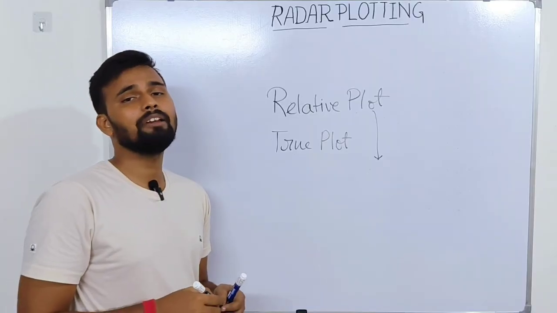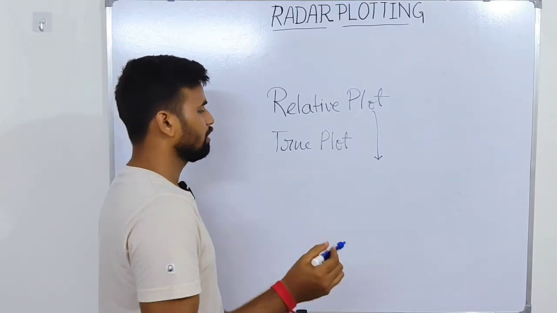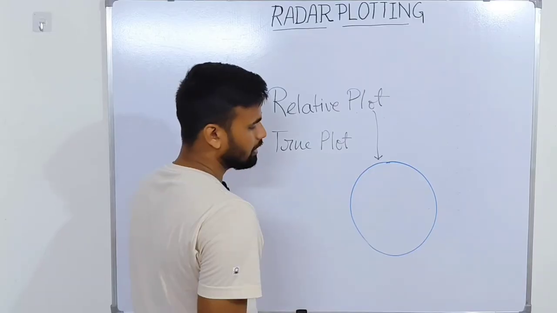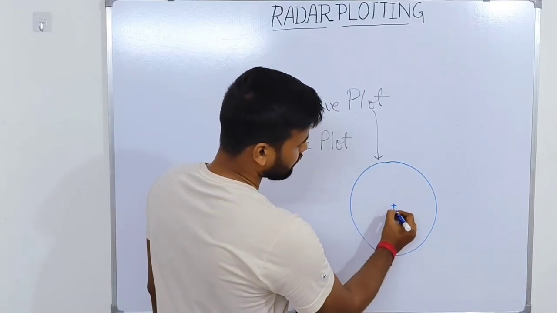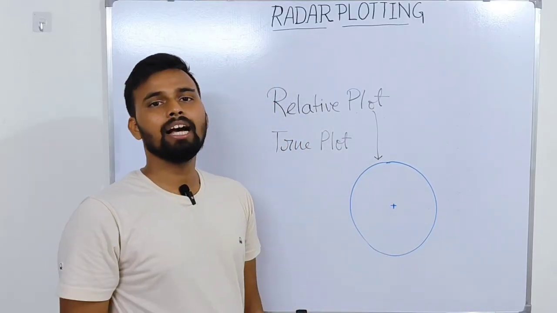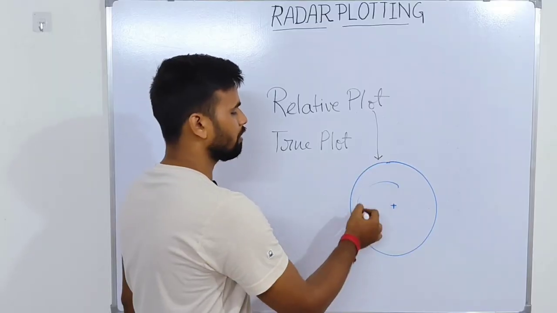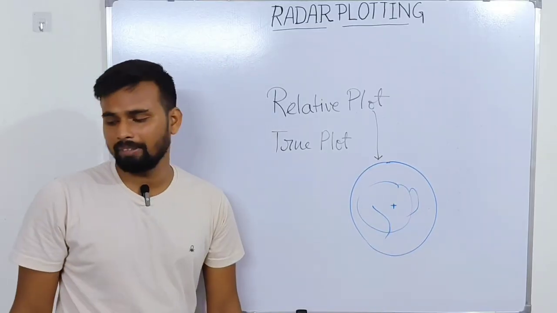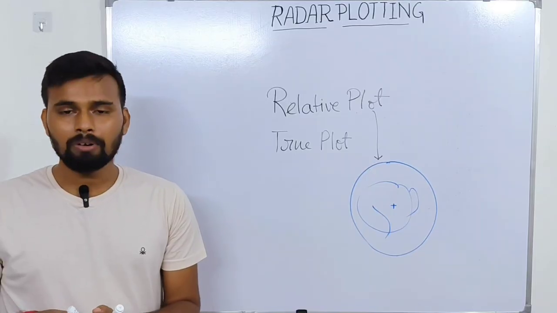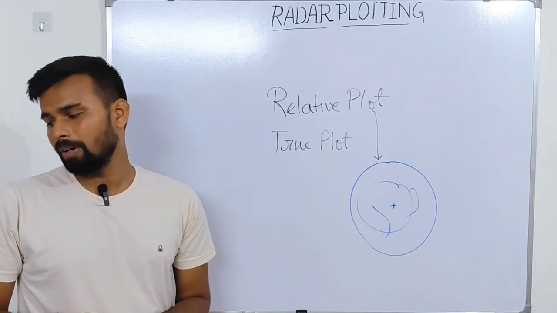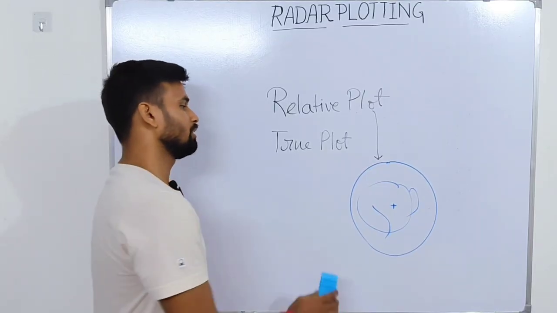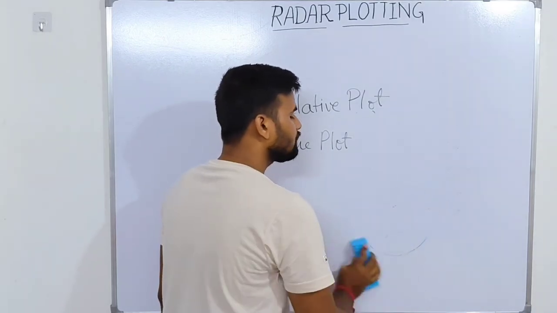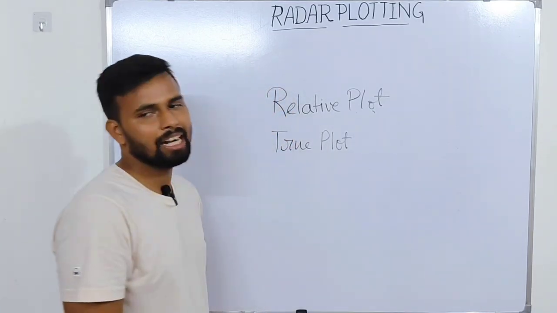In the relative plotting, if we have the radar sheet, okay, let's take this is the radar sheet. In this radar sheet our position is fixed at the center and other target vessels move around. It can be anywhere. This is called the relative, that is our movement according to the movement of the other vessels. So in relative plotting, our position is fixed at the center of the radar sheet.